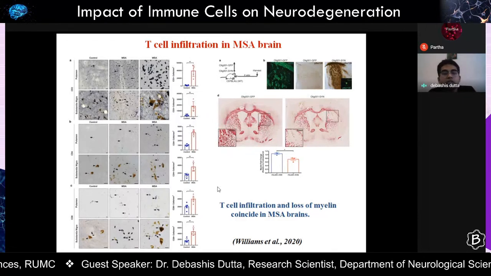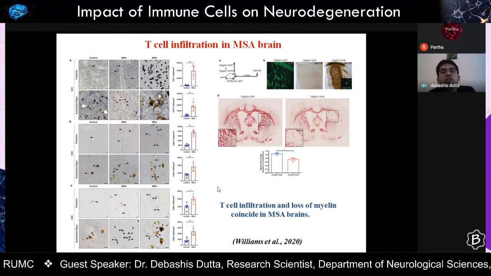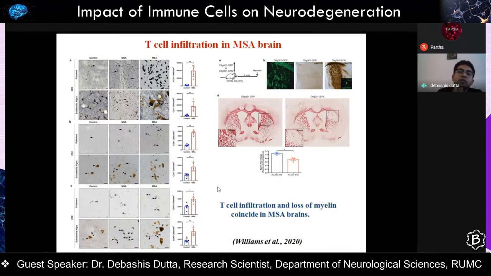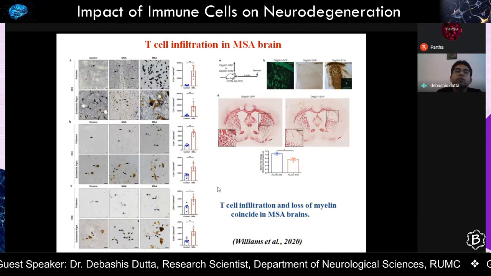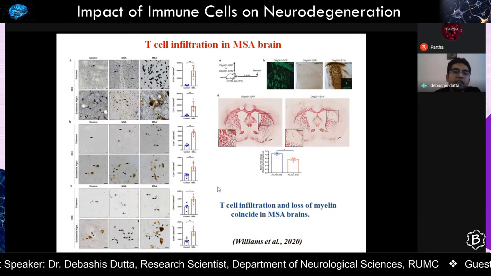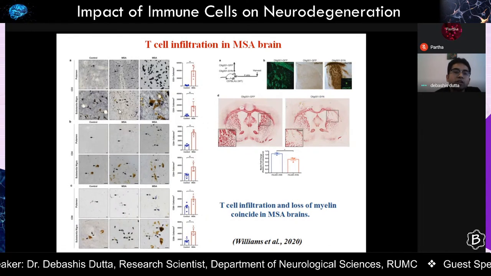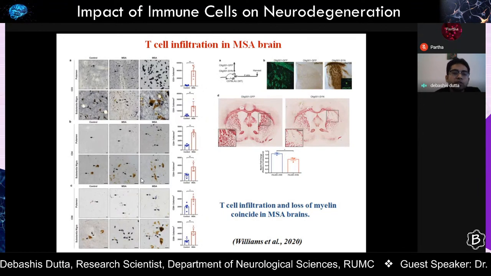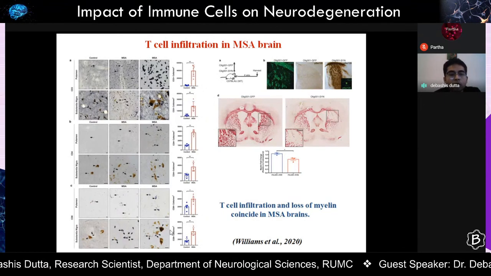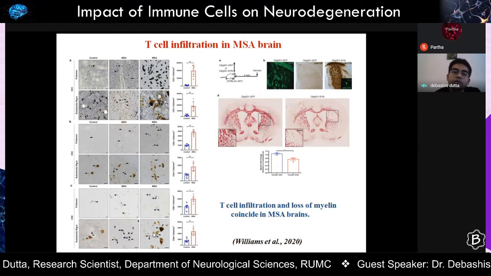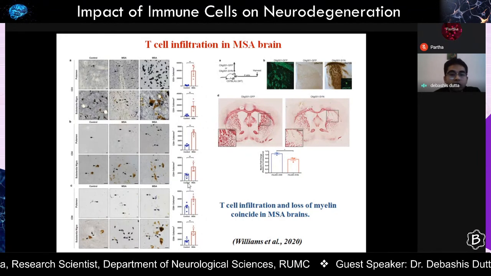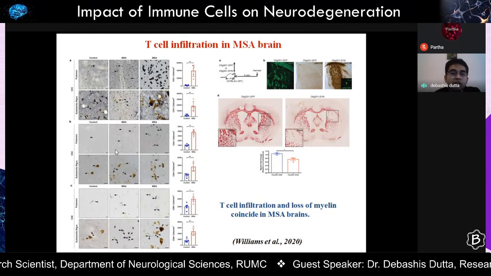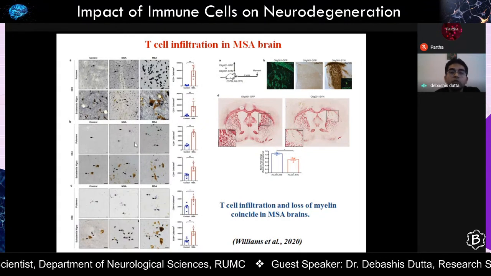Similarly, T cell infiltration is also found in the MSA brain, like multiple system atrophy. As I said, in multiple system atrophy, oligodendrocytes are the primary cells affected. Again, in human patients of MSA, we found a much higher level of CD3 and CD4 positive T cells. But in this case, they have also found the involvement of CD8 positive T cells, the reasons for which are still not clear, but this is the fact found from the human brain.